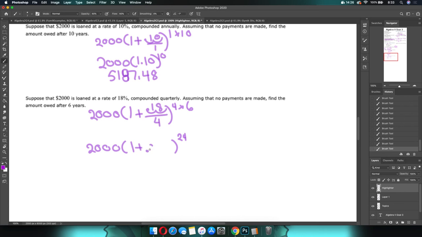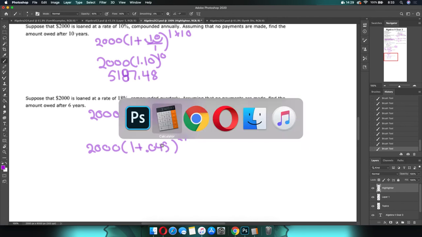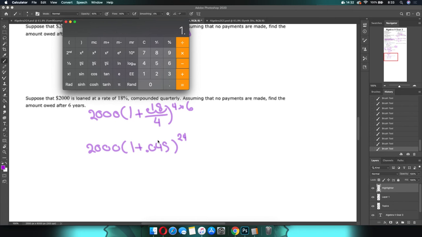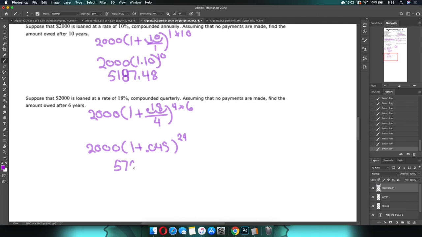So 0.045. Okay, so what does that mean? We have 1.045 to the power of, nope, that didn't work, escape, clear. So it'll be 1.045, there we go, to the power of 24 equals times 2,000, and what do we have? We have 5752.03, because the 7 makes me round up, and that will be an 03. So 5752.03. And there's our answer.